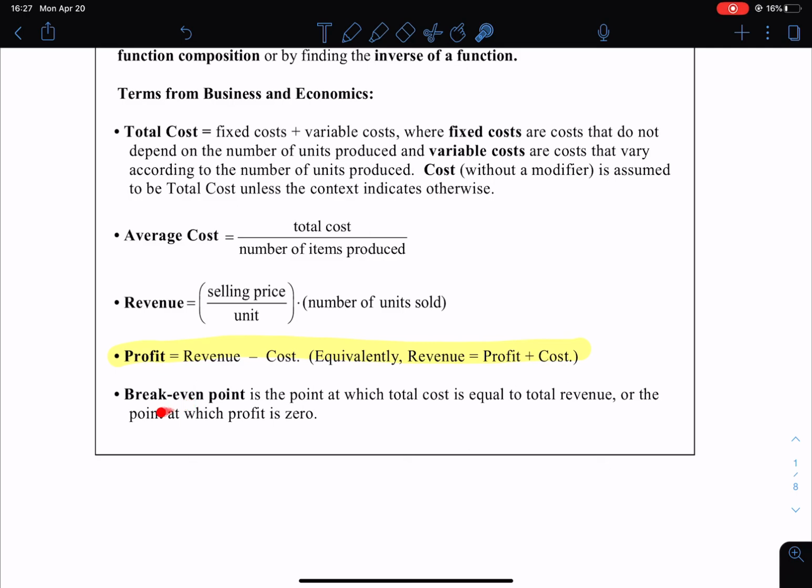And this part talks about the break-even point. The break-even point is the point where the total cost is equal to total revenue, or the point where your profit is zero. That means you didn't make any money and you didn't lose any money.